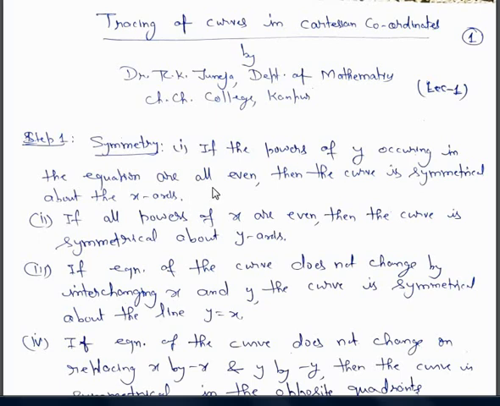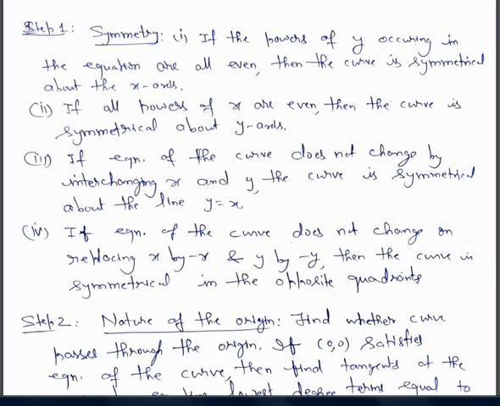For example, if you take the curve y square is equal to 4ax, then you know what this equation represents? This equation represents a parabola, and a parabola is symmetric about the x-axis. So if all powers of y are even, then the curve is symmetric about the x-axis. Similarly, if all powers of x are even, then the curve is symmetrical about the y-axis. For example, x square is equal to 4ay is symmetrical about the y-axis.